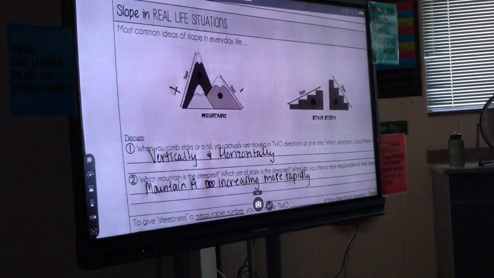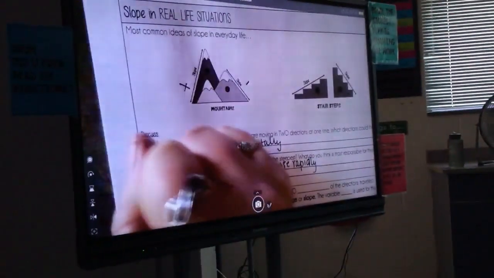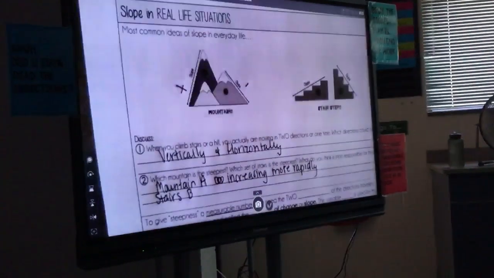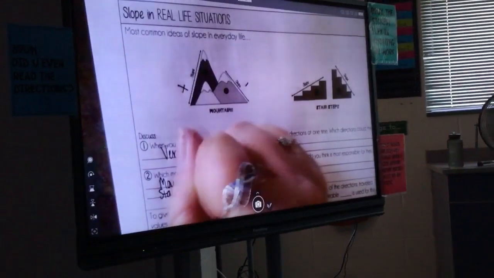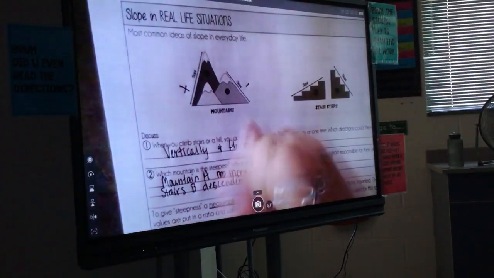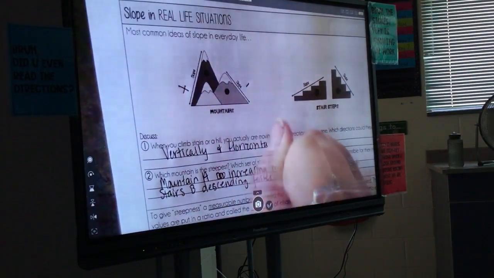Which one do you guys think? The stairs. Which one is more steep? Ariana. Why? It's going down faster. So it's descending. Descending faster. Okay.